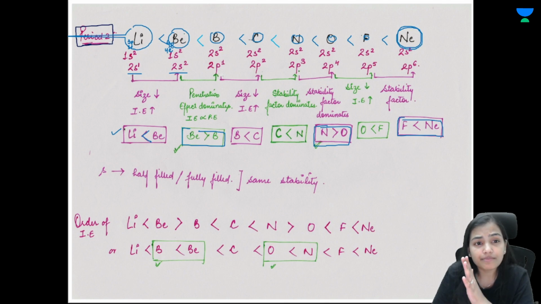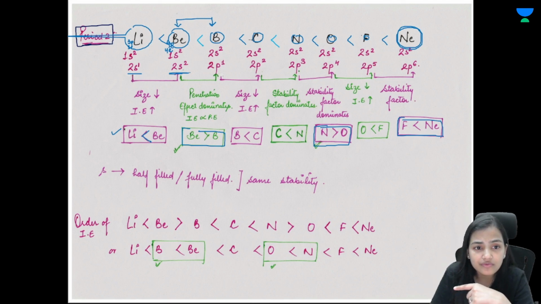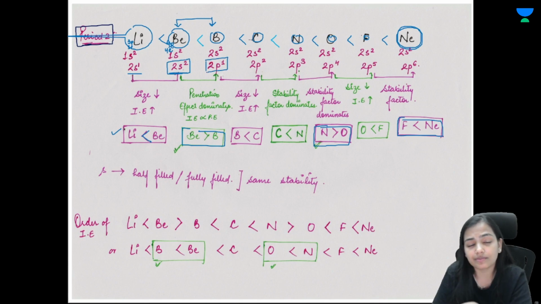If we compare between beryllium and boron, there was one thing: whenever we remove an electron, we have to see from which orbital we are removing it. Here we are removing an electron from the 2s2 orbital, and here we are removing an electron from the 2p1 orbital.